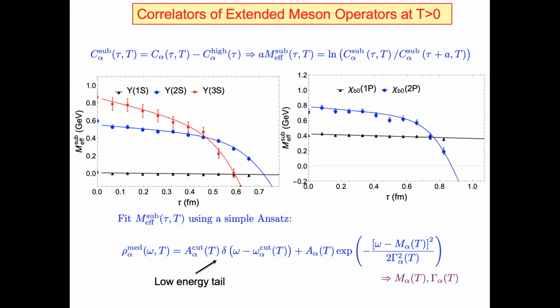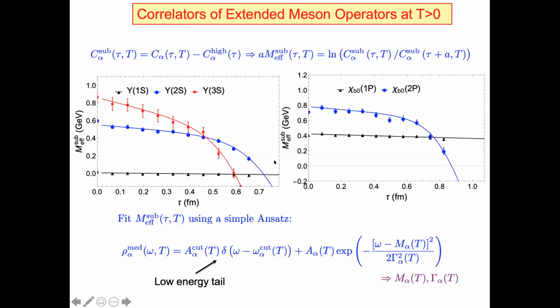So to parameterize the complicated shape at omega away from the peak, we introduce an additional fit term. That's this delta function. It's just a delta function at much smaller frequencies, well below the peak, with some corresponding amplitude. But the physics information is actually encoded in this Gaussian form of the spectral function in terms of a temperature-dependent width and a temperature-dependent mass.